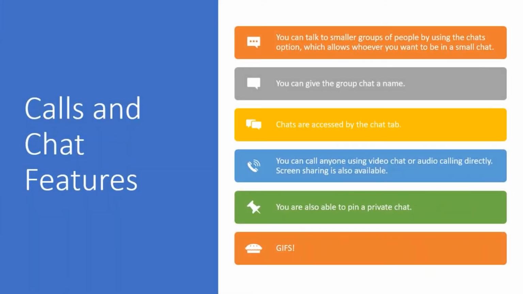So just to break that down for you, you can talk in smaller groups by using the private chats, which will allow you to be in a smaller chat and be one-on-one. So again, this breaks it down for you. You can give your group chat a name. Chats are accessed by the chat tab. You can call anybody using the video chat or audio calling directly. Screen sharing is also available, and you're able to pin a private chat and use GIFs.